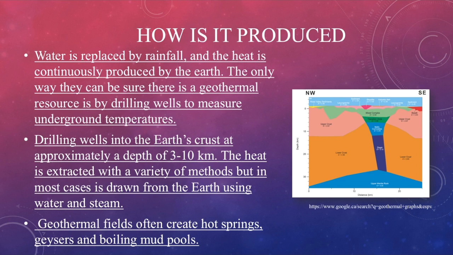Geothermal fields often create hot springs, geysers, and boiling mud pools. A geyser is a spring characterized by an intermittent discharge of water ejected turbulently and accompanied by steam. A hot spring is a spring produced by an emergence of geothermally heated groundwater that rises from the Earth's crust. A mud pool is a sort of acidic hot spring with limited water. It usually takes the form of a pool or of bubbling mud.